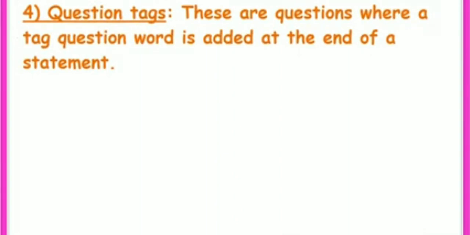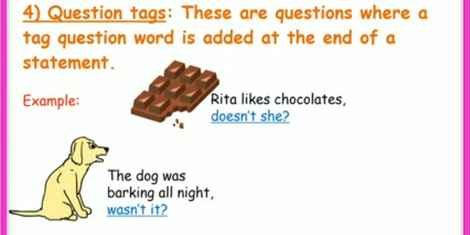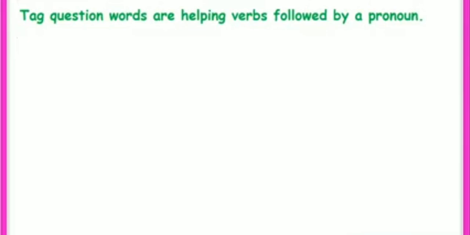These are questions where a tag question word is added at the end of a statement. For example, Rita likes chocolates, doesn't she? The dog was barking all night, wasn't it? Yesterday they weren't at home, were they? Tag question words are helping verbs followed by a pronoun.